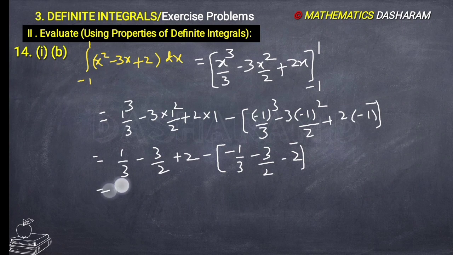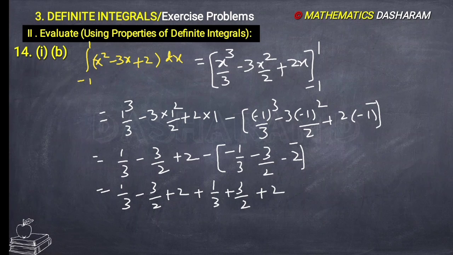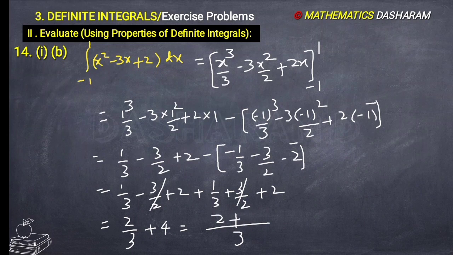Next remove the bracket: 1 by 3 minus 3 by 2 plus 2 minus of minus, plus 1 by 3 plus 3 by 2 plus 2. Minus 3 by 2 plus 3 by 2 cancel, 1 by 3 plus 1 by 3 is 2 by 3. Next 2 plus 2 is 4. Next take LCM 3: 2 plus 4 threes are 12. So 14 by 3 is our required answer.